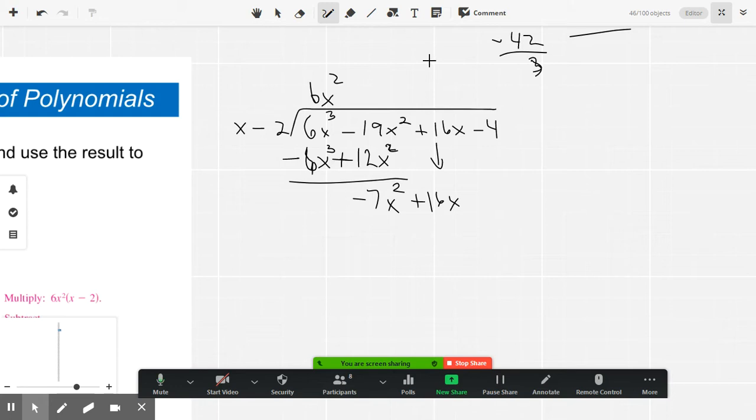Now it's just a matter of repeating what I just did. All right. X times what would give me negative 7x squared? Well, x times negative 7x. Right? Negative 7x times x is negative 7x squared. Negative 7x times negative 2 would be positive 14x. Now I'm going to subtract, so I'm just going to change the signs. That becomes a positive, so that adds to 0. This adds to 2x. And I drop down the minus 4. All right.